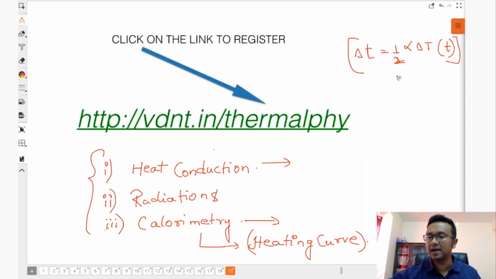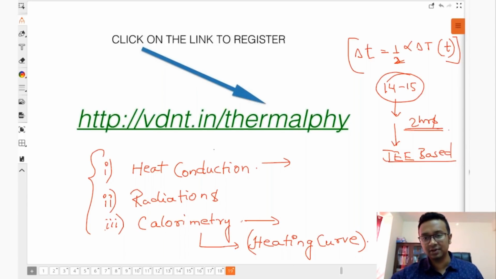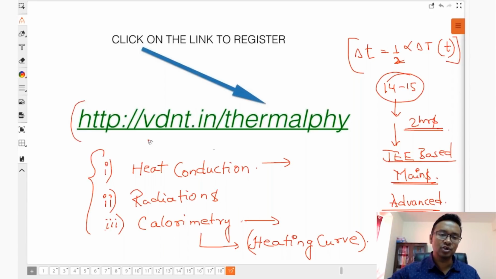Okay, so we will be targeting somewhere around 14 to 15 questions in a span of 2 hours, and mostly those questions are going to be your JEE based, that have appeared in your previous year's JEE examinations. The focus is going to be right now mostly mains, and later in another session I'm going to take up problems which are going to be based on your advanced. So this in a nutshell is the idea behind the entire course on thermal physics.